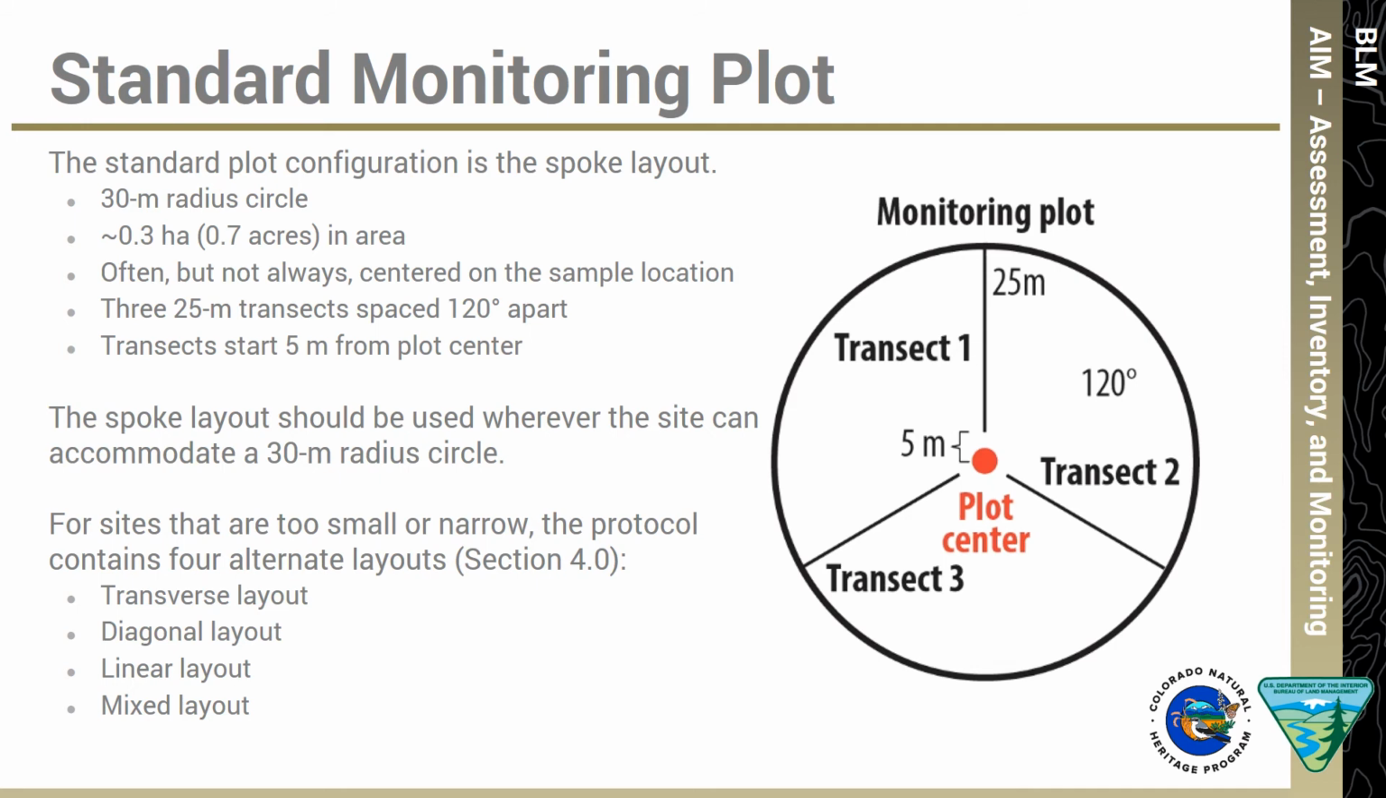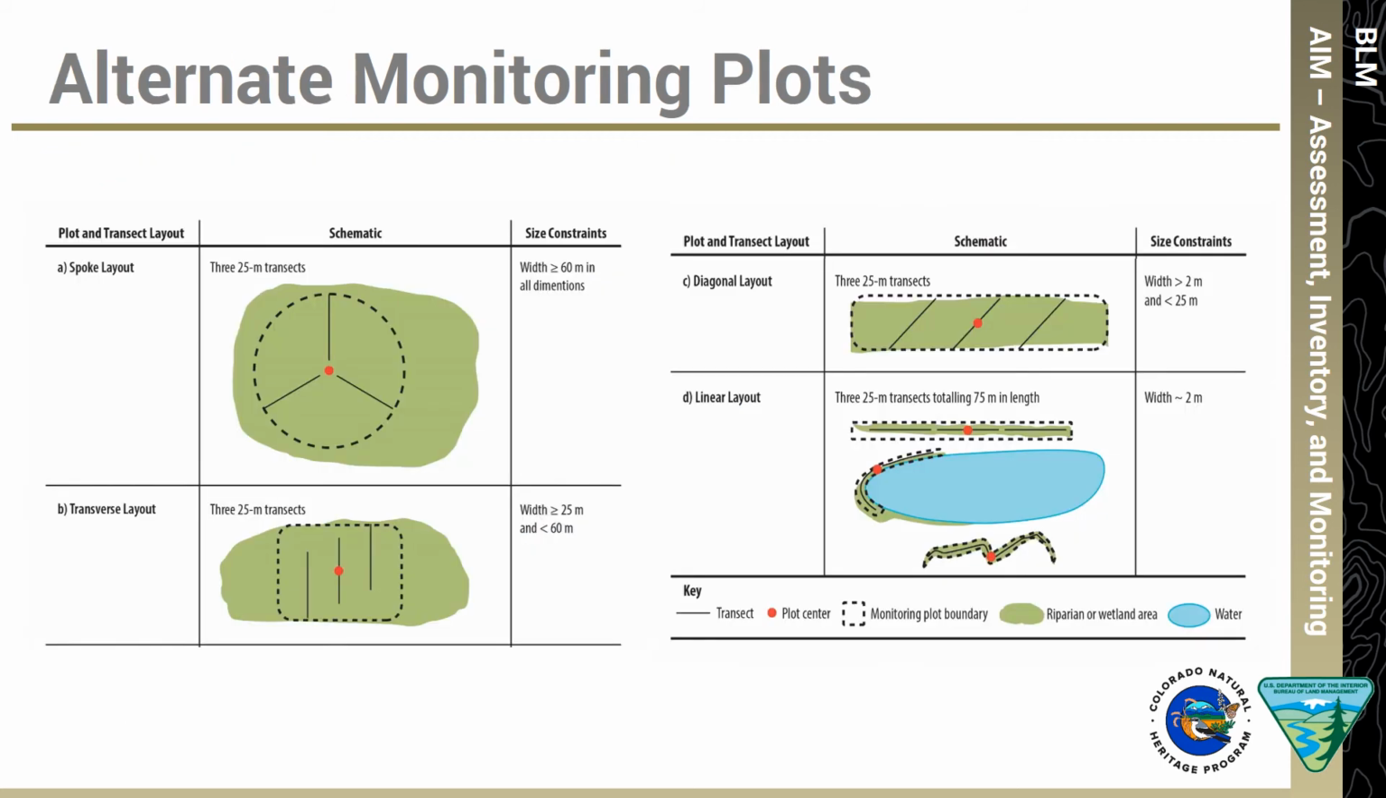For sites that are too small or narrow to accommodate a spoke layout, the protocol contains 4 alternate layouts in section 4.0. Those are transverse layout, diagonal layout, linear layout, and a mixed layout that incorporates elements of multiple layouts. The figures on this slide illustrate the 4 primary layouts. The 5th layout, called the mixed layout, incorporates elements of multiple layouts and is used in sites with variable dimensions. Each layout shares one fundamental characteristic: 3 25-meter transects spaced at least 5 meters apart and evenly spaced across the monitoring plot.